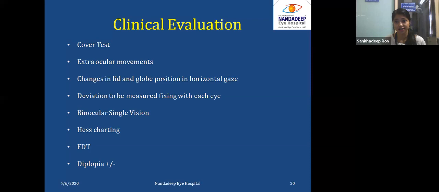The second last topic point is the FDT. What is the FDT? Its full form is forced duction test. It is performed in order to determine whether the absence of movement of the eye is due to a neurological disorder or a mechanical restriction. So we have to apply some force, take hold of the muscle, and pull it. If it is tight and fixed over there, then the forced duction test is positive. Now, in diplopia.